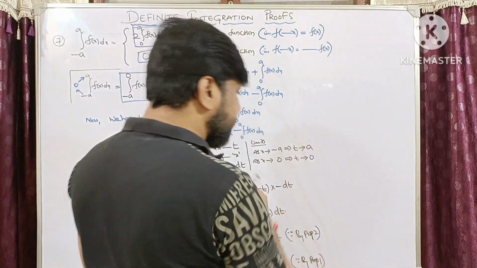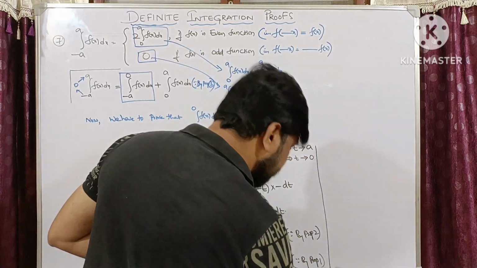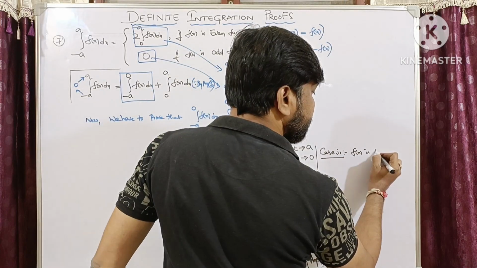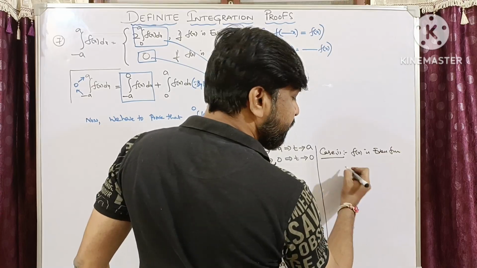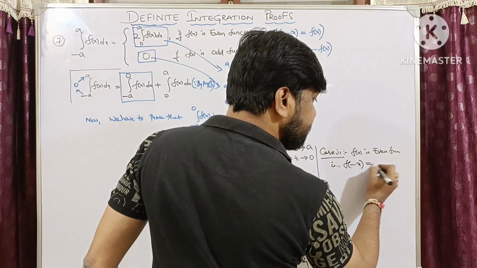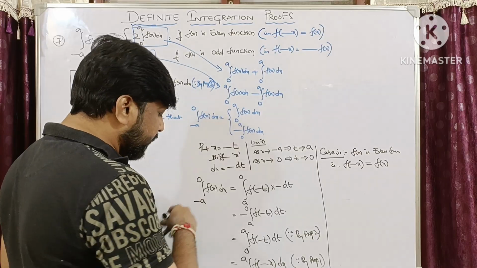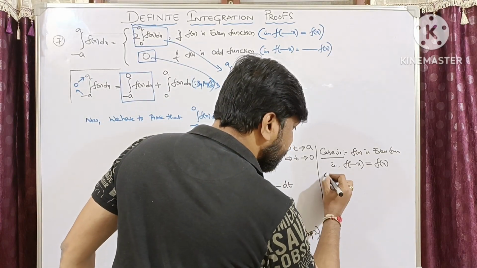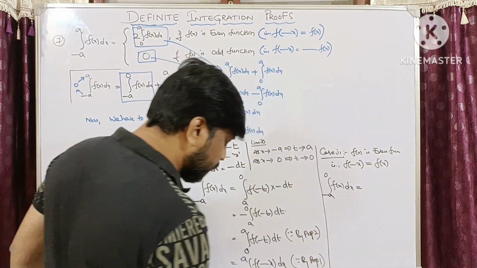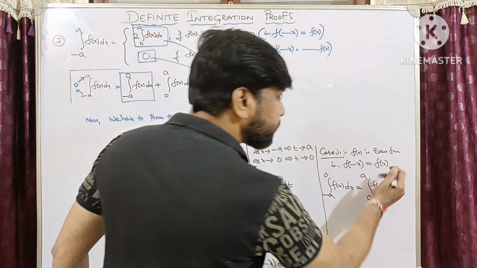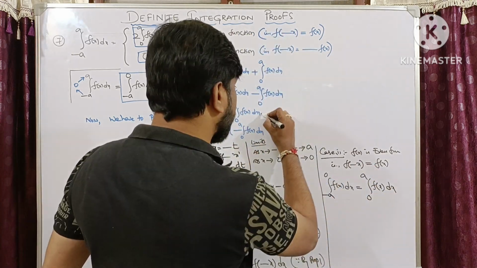Now here there are two cases. Case 1: f of x is an even function. Whenever this is an even function, what can we write? f of minus x you are going to replace as f of x. Whenever you replace f of minus x as f of x, what happened here? Integral minus a to 0 f of x dx is equal to integral 0 to a, f of minus x you are going to replace with f of x dx. So the first part is over.